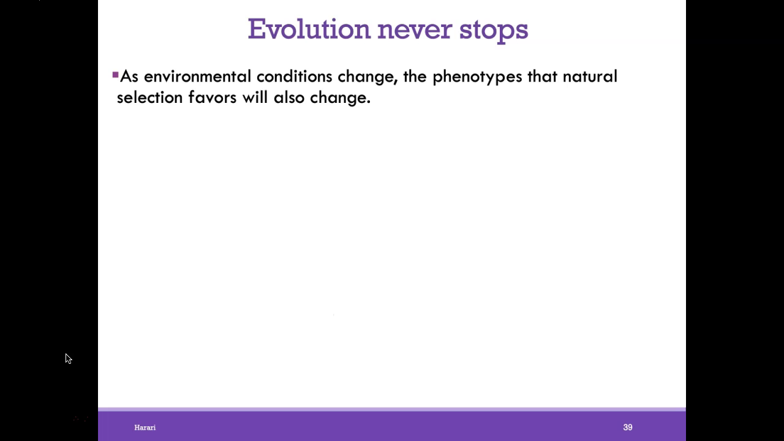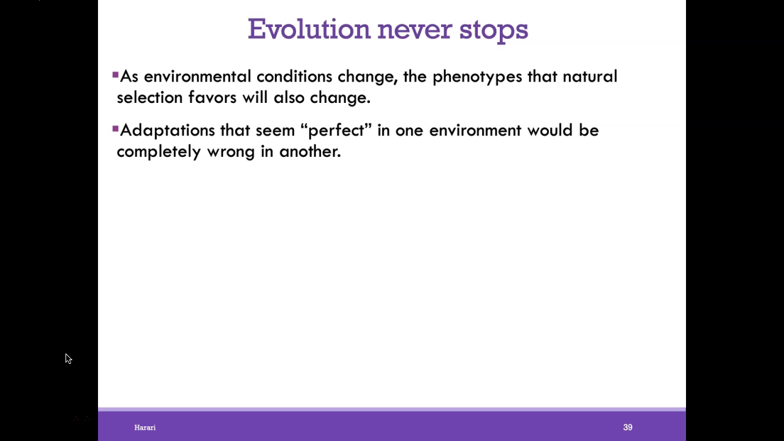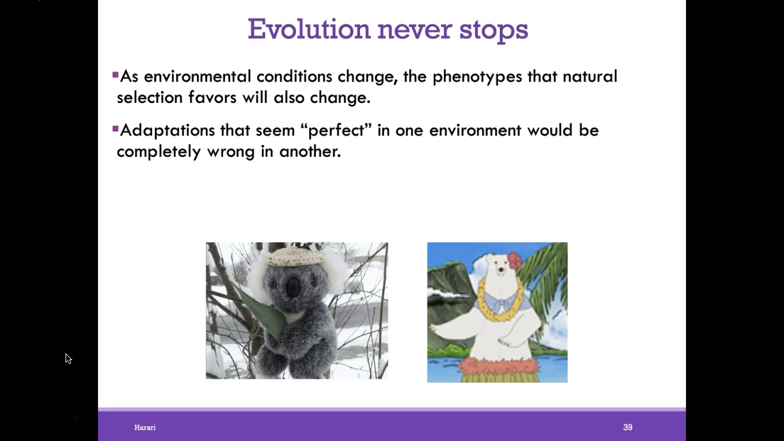So since environmental conditions are constantly changing, evolution never stops. Right? So as the environment changes, so will the phenotypes that natural selection will favor. So adaptations that might seem perfect in one environment would be completely wrong in another, right? So for example, this polar bear evolved to be very furry, and it could camouflage with the white ice and has all these adaptations so it can survive in an Arctic environment. If you put it in Hawaii, this very well adapted polar bear is not very adaptable anymore, right? This polar bear would not be able to survive in Hawaii.